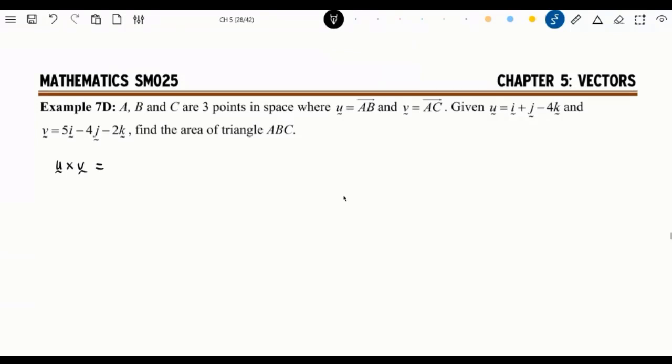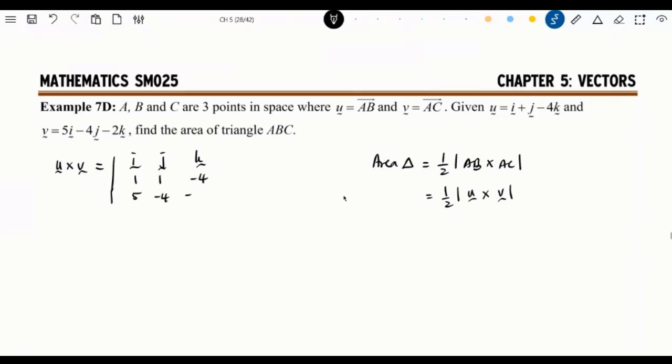Okay, sebab kita tahu untuk triangle, area of triangle dia adalah half AB cross AC. So AB adalah U, AC adalah V. So kena cari dulu cross product untuk U and V. Okay, so we have I, J and K. So we have 1, 1, negative 4, 5, negative 4, negative 2.